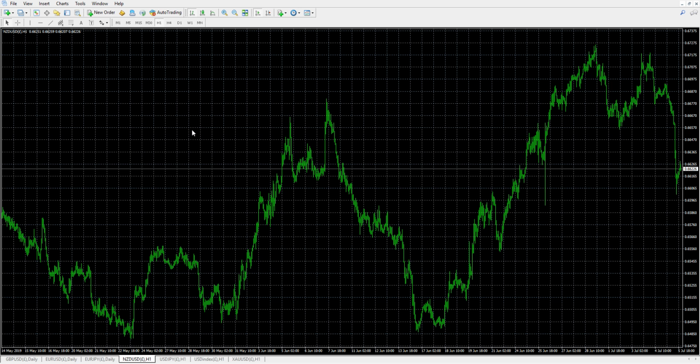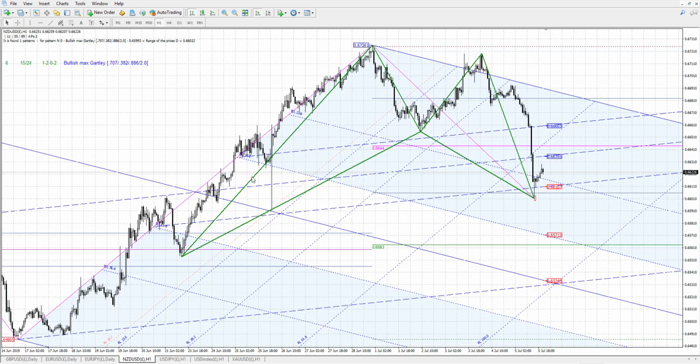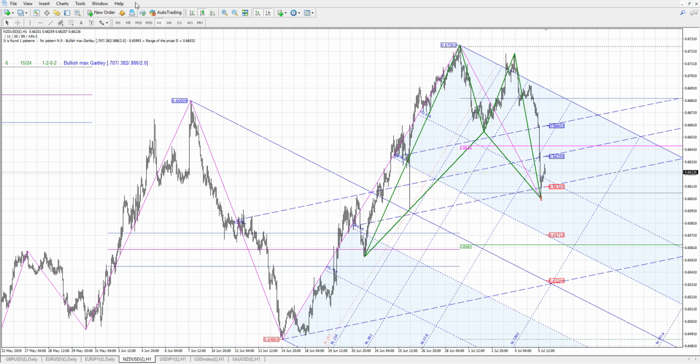Do the Kiwi. And play pitchfork. Bullish Max Gartley. And we've got an ascending shift pitchfork there. And this is support 1. That's the pivot. So below the pivot is your bias.